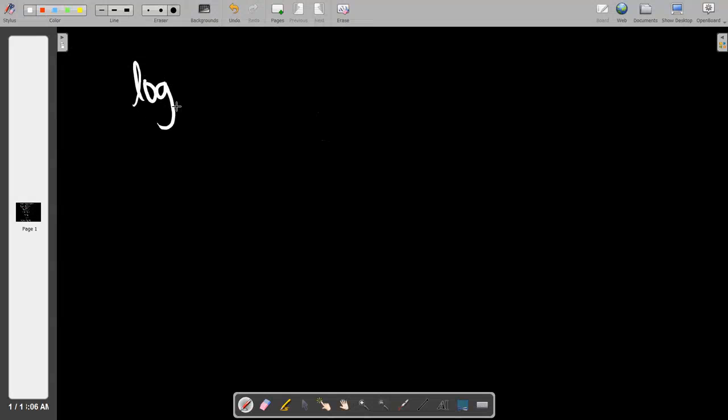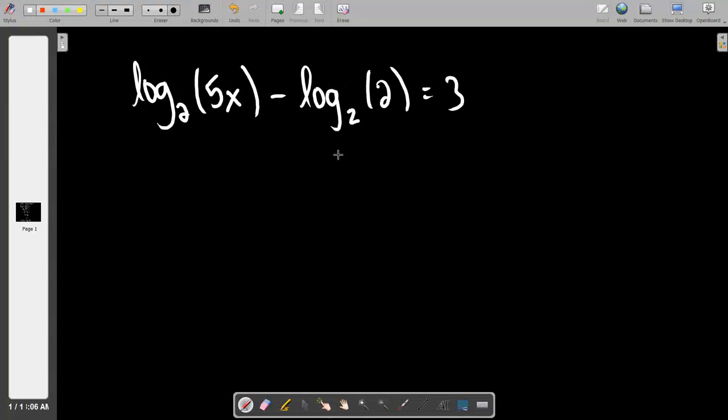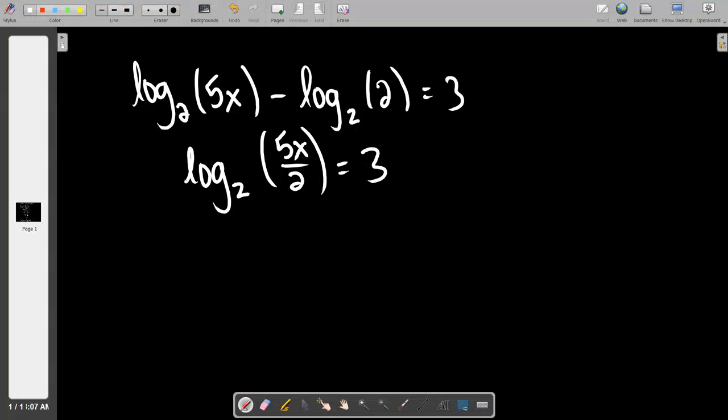Log base 2 of 5x minus log base 2 of 2 is equal to 3. What's that going to say? Log base 2 of 5x over 2 is equivalent to 3. And then convert it. What's it going to say post conversion?